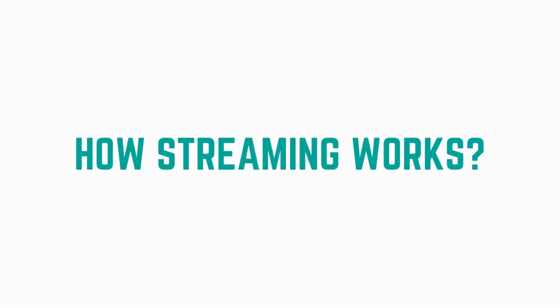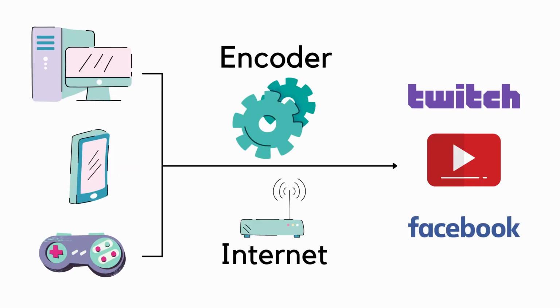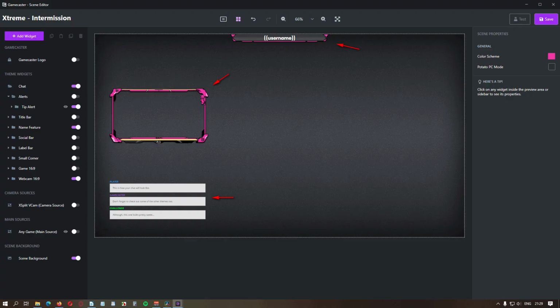Let's start with how streaming works. You have a content that you want to show to people. This content can be from your computer, phone, or gaming console. Using streaming software or encoder, that content is transmitted over the internet to the streaming platform, like Twitch, YouTube, or Facebook.